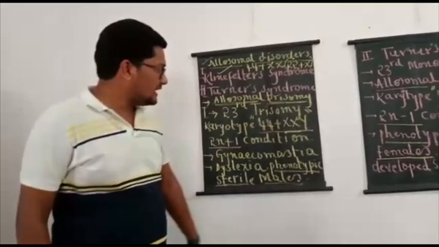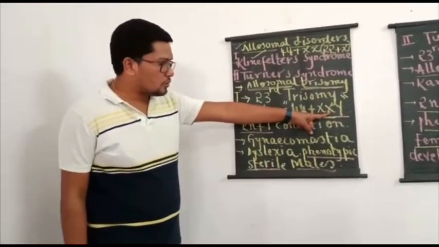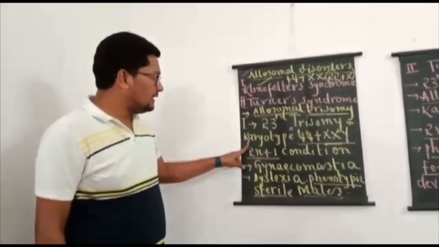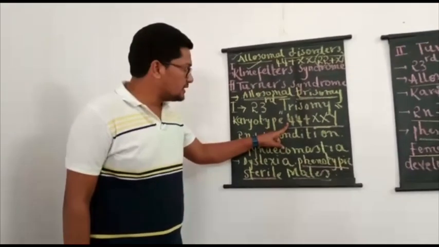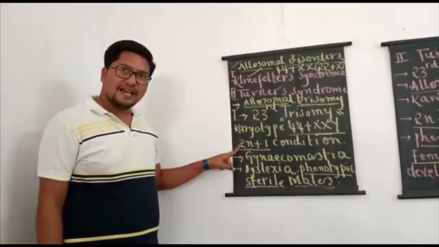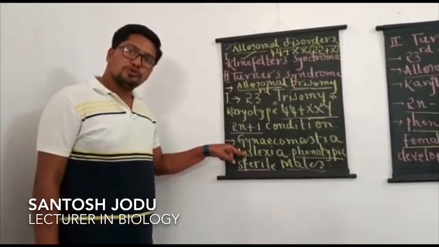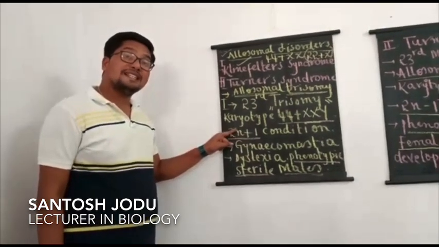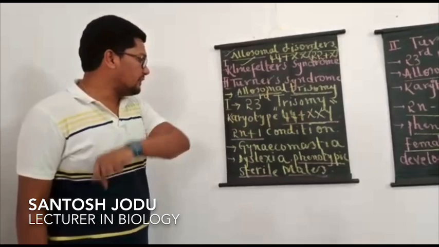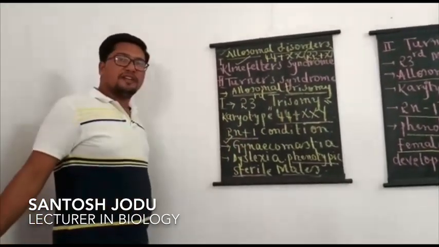With this it is very clear. To the 23rd pair, an extra copy of X chromosome is added. That's why the karyotype of a male suffering from Klinefelter syndrome is 44 plus XXY. Hence, I can say this is a 2n plus 1 condition. So, the total number of chromosomes present is 47 because an extra copy of X chromosome is added to the 23rd pair.